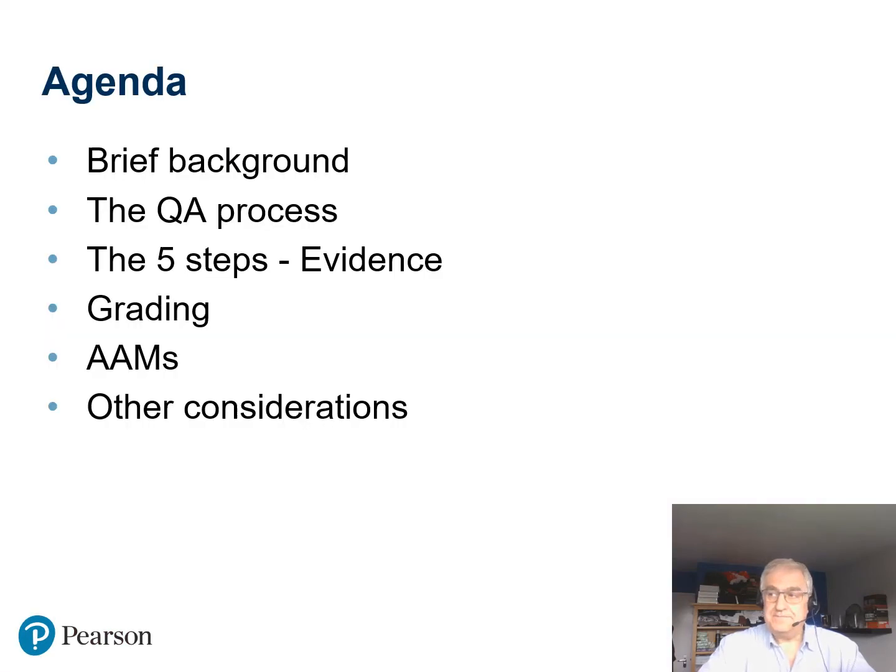Our agenda starts with a very brief background, then we'll look at the QA process. The main item is going to be about the 5 steps. These 5 steps look at the evidence you might use, and we'll try and look at the questions you might be wondering about regarding the evidence. That will then lead us on to grading. To finish with, I'll be talking about the additional assessment materials we've produced and then the other support that we have for you.